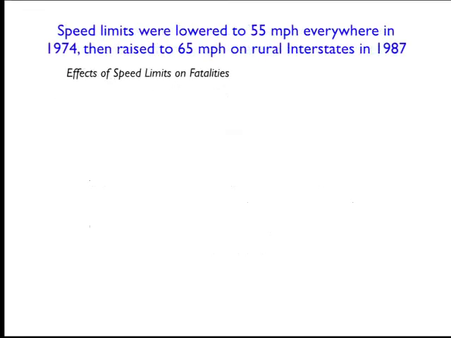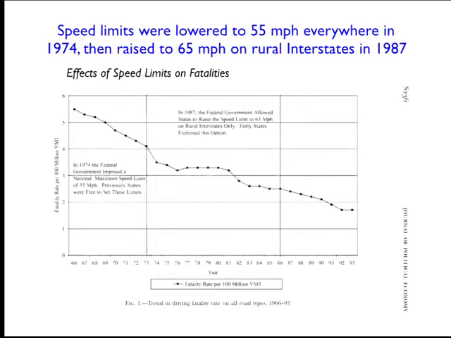Okay. So the speed limits, just to give you the background on what led to this policy change: the speed limits were lowered to 55 miles an hour everywhere in 1974. This was for energy conservation purposes because of the Arab oil embargo that increased gasoline prices significantly in the U.S. As an unintended consequence, it seemed like fatalities probably dropped. So you can just look at the time series in the fatality rate here. This is the fatality rate per 100 million vehicle miles traveled.